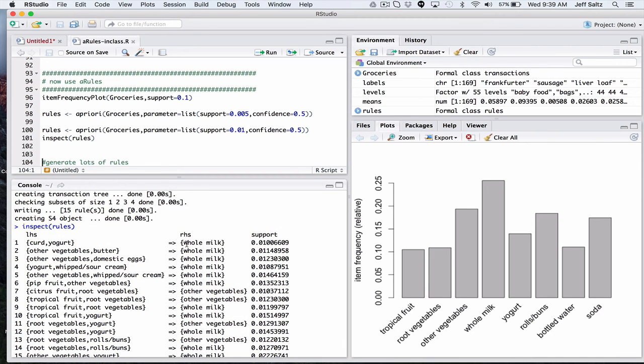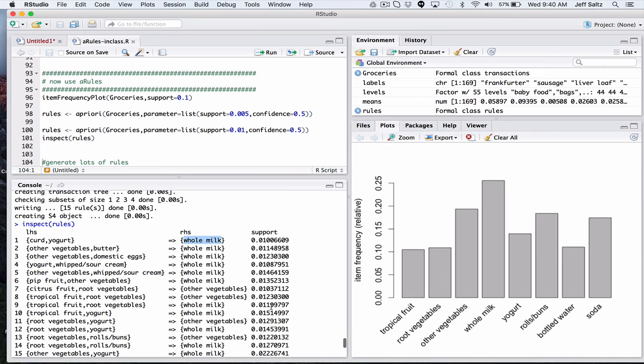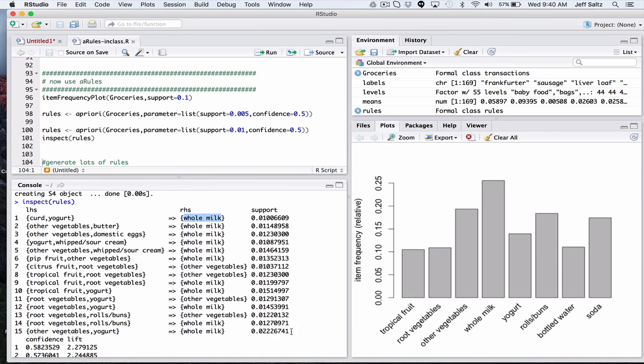Again, we're trying to predict, in this case, whole milk. And curd and yogurt. Curd is, I guess, I don't know, some dairy product, as a predictor of buying whole milk with the support level and kind of the varying different support levels. So here's a fairly high support level. Buying vegetables and yogurt predicts whole milk.